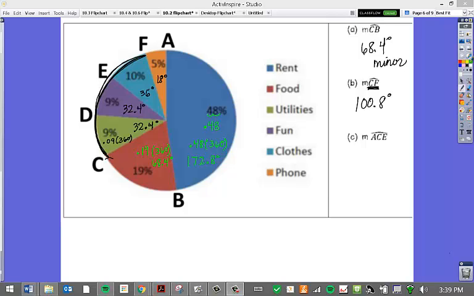Okay, so arc ACE. Again, the order matters. We're going from A all the way to C and then to E. So it's everything except this blue and orange sliver. That's 15% of your pie chart. So this whole arc would be 85% of the pie chart. 100 minus 15 is 85. So I can do it that way. You end up getting 306 degrees for the measure of arc ACE, and that is most definitely a major arc. This one is minor.